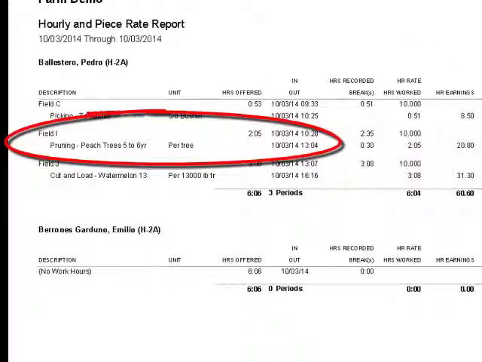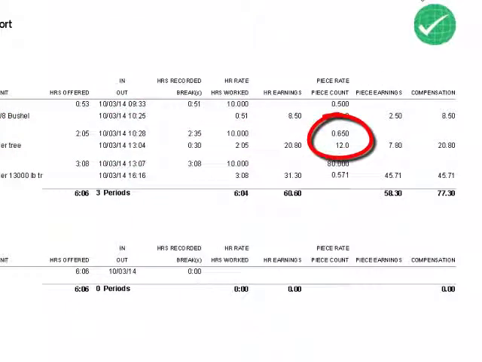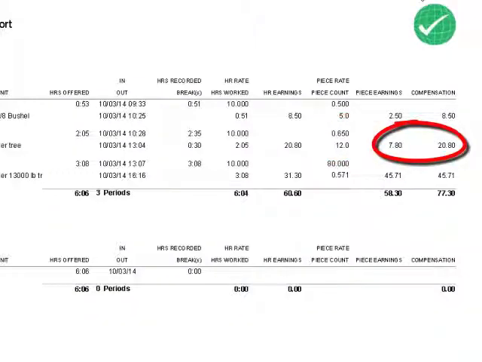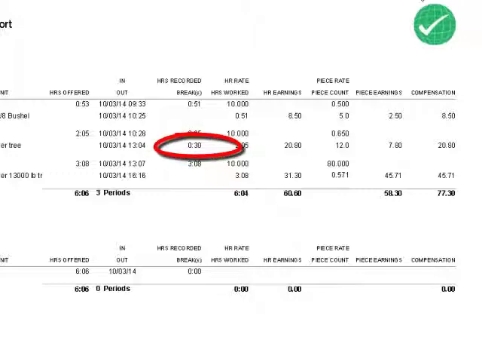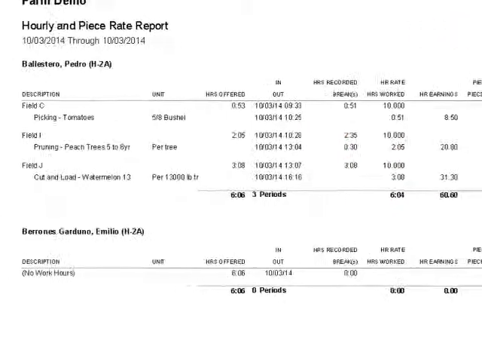During his next period, same day, he was pruning 5 to 6-year-old trees in field I. At the end of the work period, he had pruned 12 trees, but again, that was not enough to earn a bonus. As a result, he earned $20.80 based just on the hours worked. However, you will also notice that 30 minutes were removed from these hours because he had an unpaid lunch break.